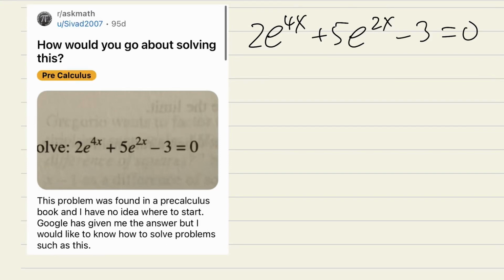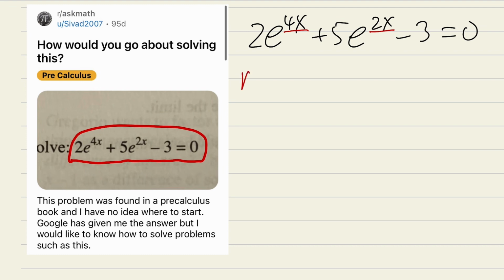Today we are going to solve this equation: 2e^(4x) + 5e^(2x) - 3 = 0. If you think this looks like a quadratic equation, then you are correct. The key is right here. Notice that the power here is 4x and the power here is 2x, which is just a double. 4x is double of 2x.